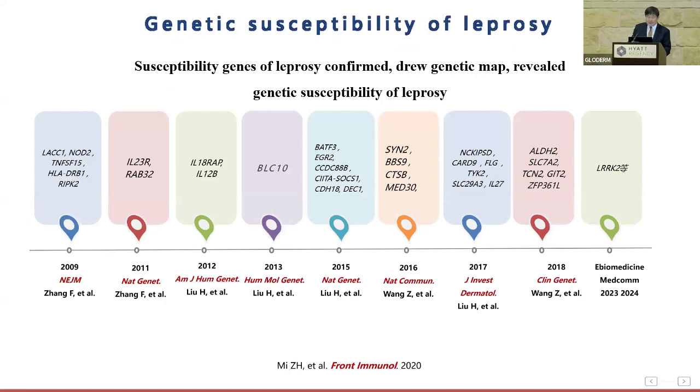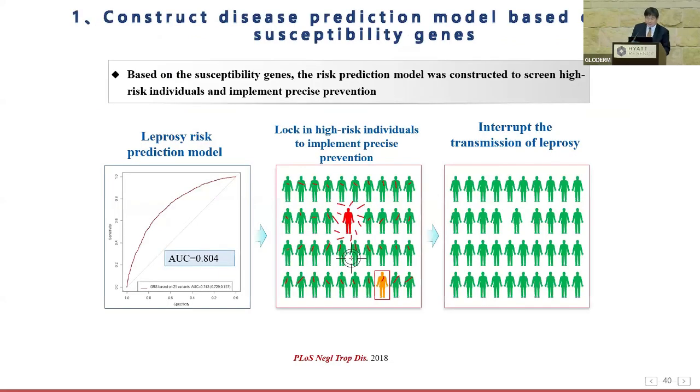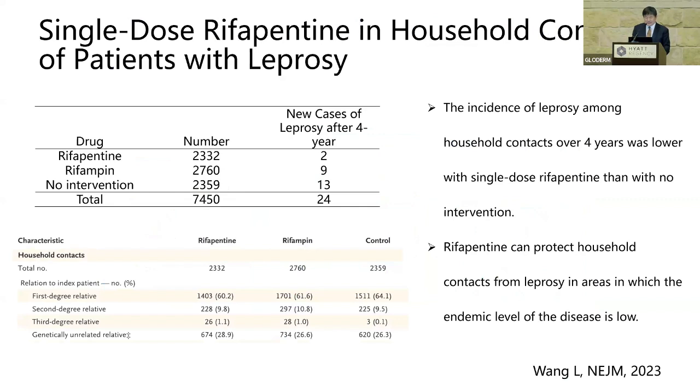The first, primary prevention, the research breakthrough and translation. In the past 20 years, our team carried out serious research. We found serious leprosy risk alleles. We constructed the disease prediction model based on these risk alleles, and we can confirm the high-risk individuals of close contacts and give these high-risk individuals the chemoprophylaxis. And also, my colleagues in the National Center in Nanjing, Dr. Wang Hongsheng, their team have carried out another campaign. They use single-dose rifapentine in household contacts of patients with leprosy. They found that it can prevent as high as 90% of the high-risk individuals from developing into leprosy cases.